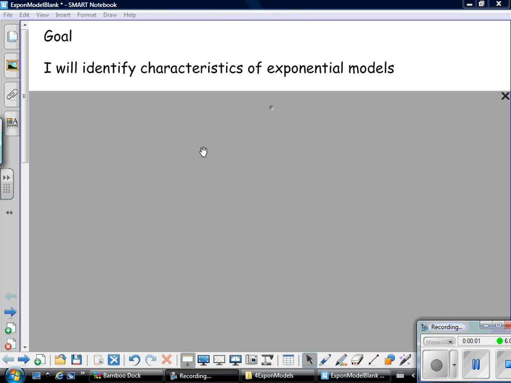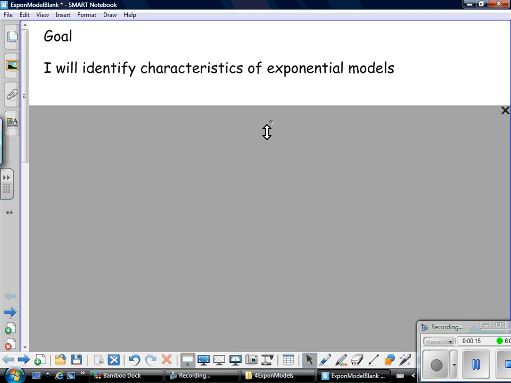Next goal for this unit is I will be able to identify characteristics of exponential models. So we'll be able to determine whether something's exponential and talk about the characteristics of exponential models.